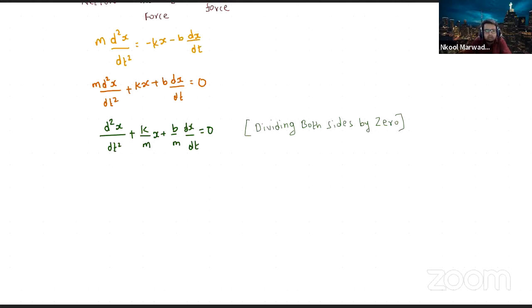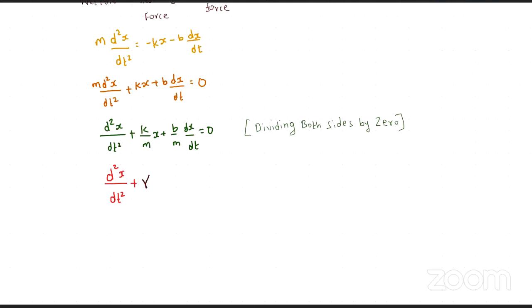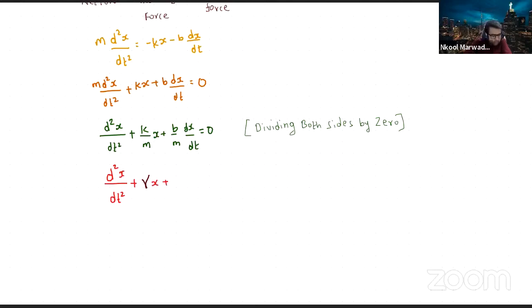Very important it is. d2x by dt square plus, I will introduce this constant, b by m, which is the damping coefficient, dx by dt, plus k by m x equals 0. So b by m is the damping coefficient, and under root of k by m is the natural frequency of the system.